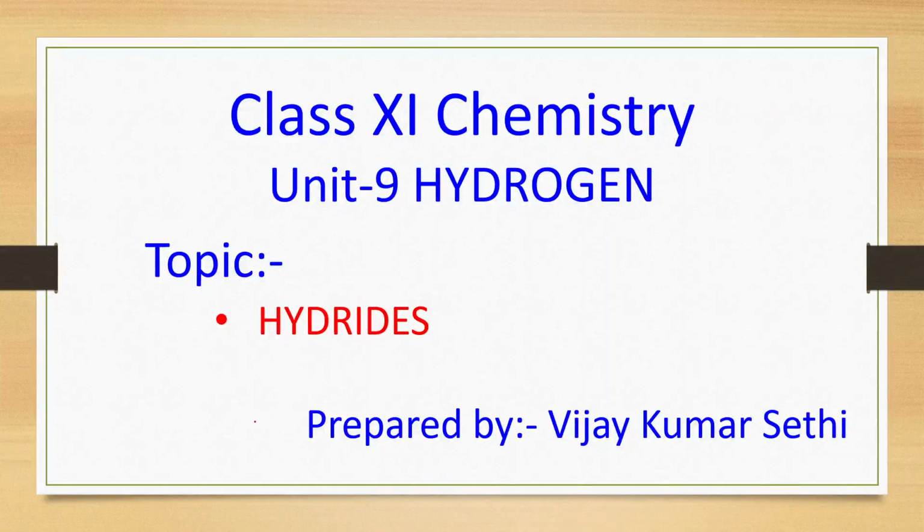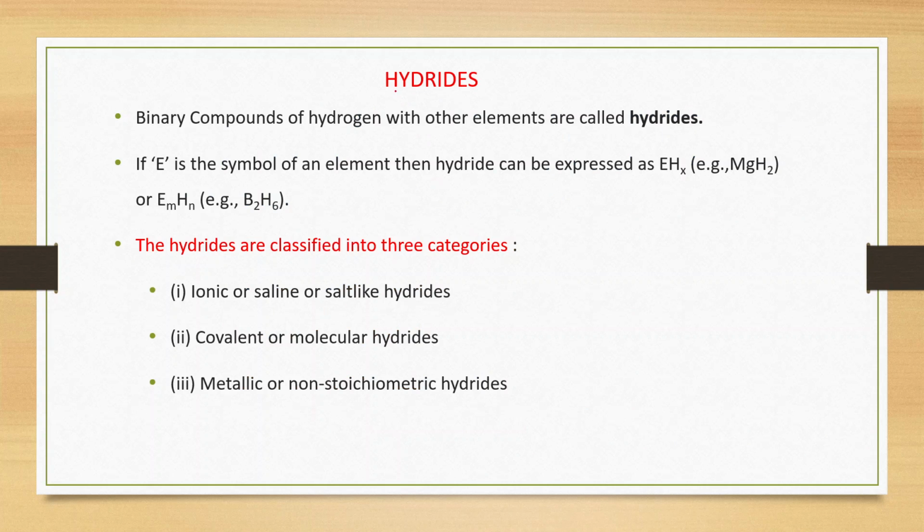Class 11th Chemistry, we were discussing Unit 9 Hydrogen, and in this video we are going to discuss hydrides. First of all, what are hydrides? Binary compounds of hydrogen with other elements are called hydrides. Binary compound means compounds which are made up of two elements.